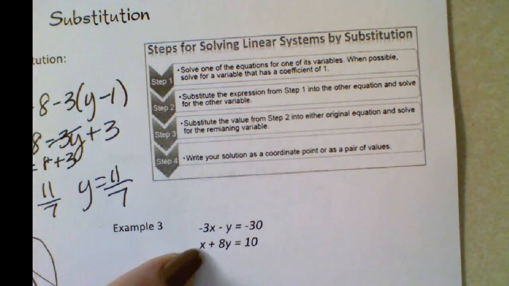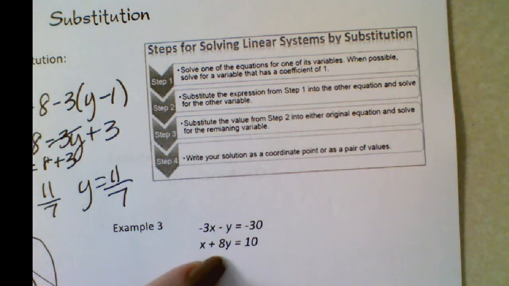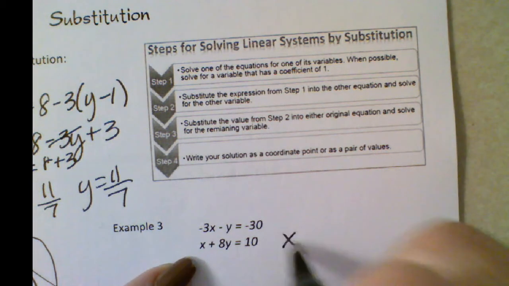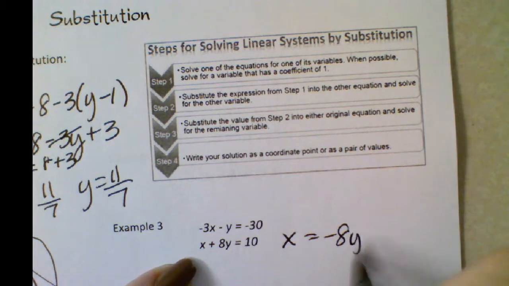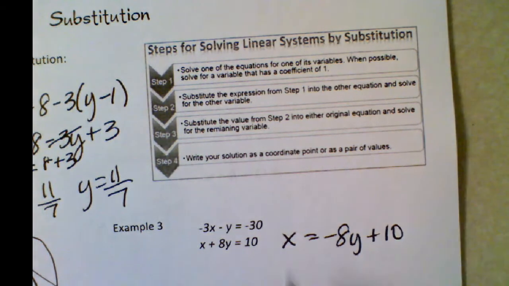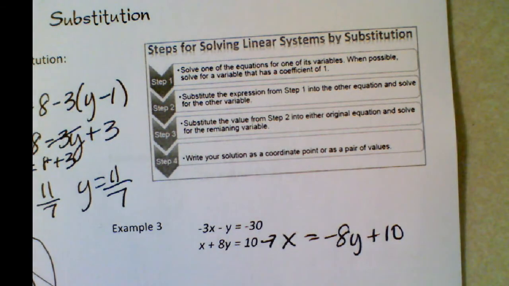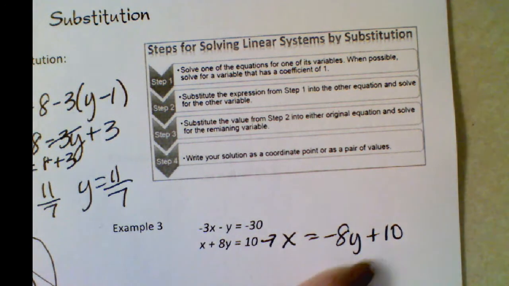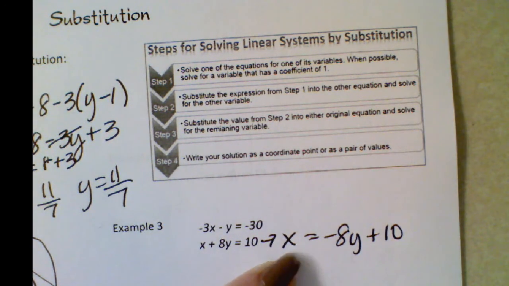So what's the only thing I need to get out of the way to have x by itself? The y term, right? The 8y. So when I move that to the other side, is it going to stay 8y or go negative? It's going to go negative. Good. So I would have x equals negative 8y plus 10. So now that I have that, what can I do with that negative 8y plus 10? I can substitute it for x in the other equation, right?